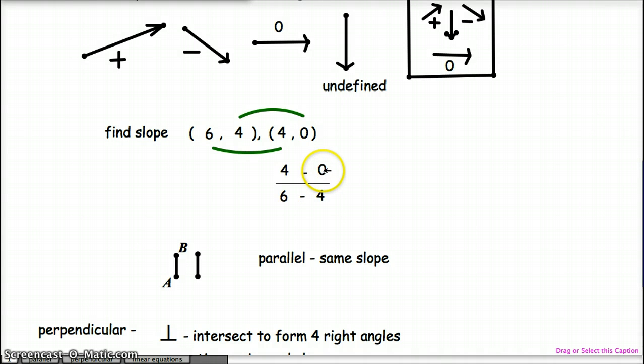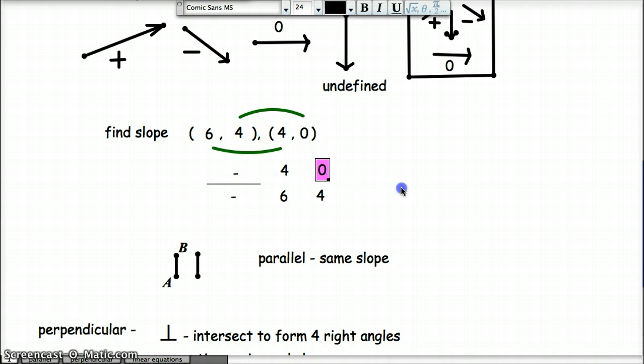You can't do this. I can't put 0 minus 4, because that would be y2 minus y1, and then do 6 minus 4. Because that would be y2 minus y1 over x1 minus x2. You can't put them out of order, so I've got to put the 6 over here. So order is important there.